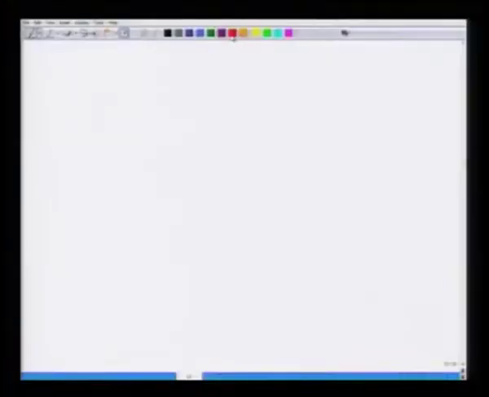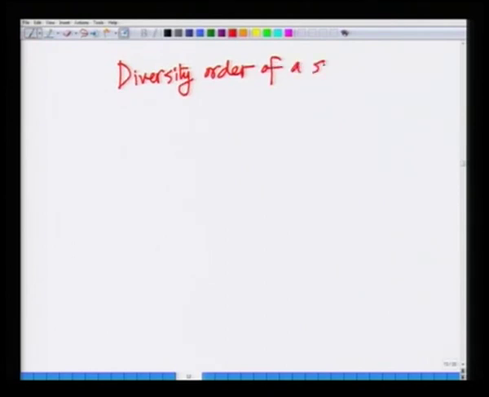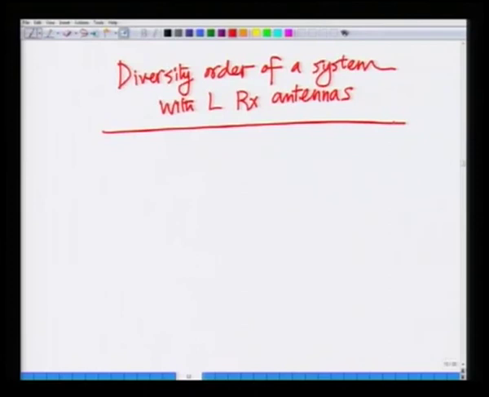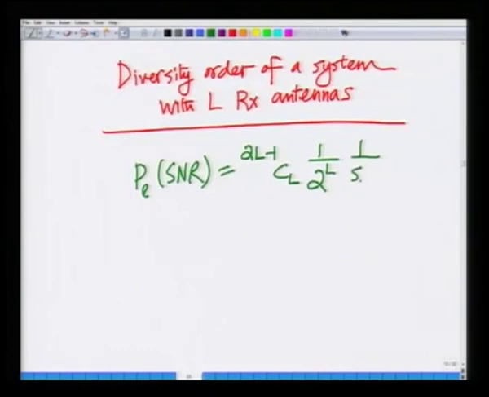So, diversity order of a system with L receive antennas. We said the probability of bit error with L receive antennas decreases as probability of bit error is given as 2L minus 1 CL, 1 over 2 to the power of L, 1 over SNR to the power of L.